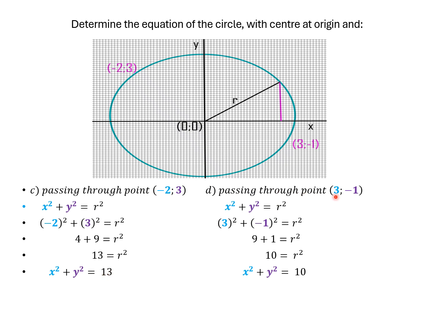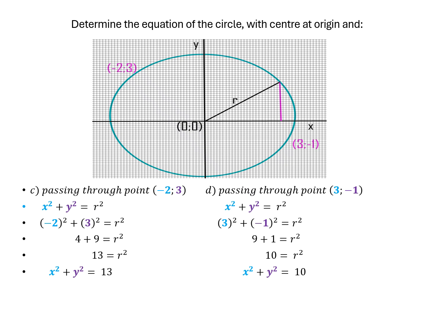Say passing through the point 3 and negative 1. Remember, r is going to go from there, touch there. I have again an x and a y value, so they're going to be substituted in the place of x squared and y squared. So x is 3 squared, y squared becomes negative 1 squared. 3 times 3 gives me 9. Negative 1 times negative 1 gives me positive 1. So 9 plus 1 gives me 10. So r squared is 10. So my equation then reads x squared plus y squared equals 10.